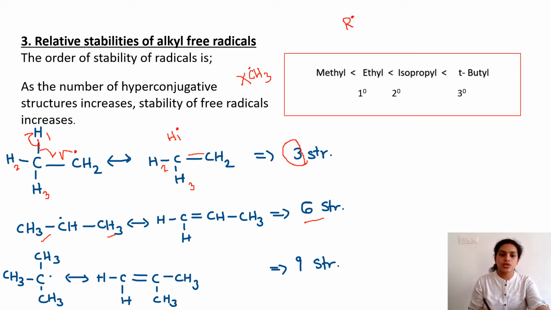And this is the structure of tertiary butyl free radical. This is the tertiary butyl free radical. Okay, and there are 3 plus 3 plus 3, 9 hydrogen atoms, and as a result you will be obtaining 9 hyperconjugative structures. Okay, this is just the copy of the stabilities of alkyl carbocation so that you can memorize it easily.